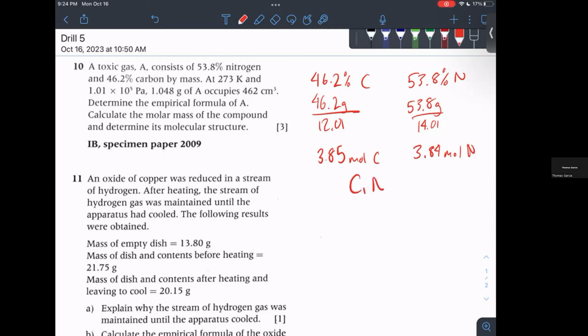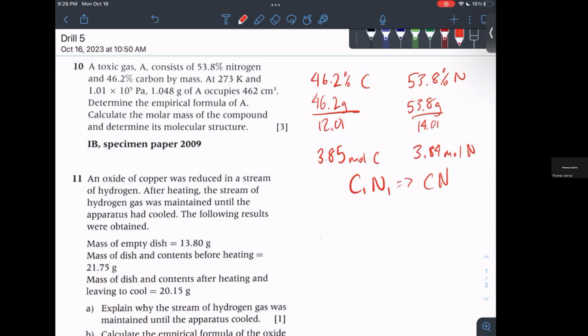So we have C1N1. So when we look at this, we notice that this is honestly likely cyanide. So we don't really have to think about it too much. We're going to take out the ones because we don't write them in sides. So this is going to be cyanide.